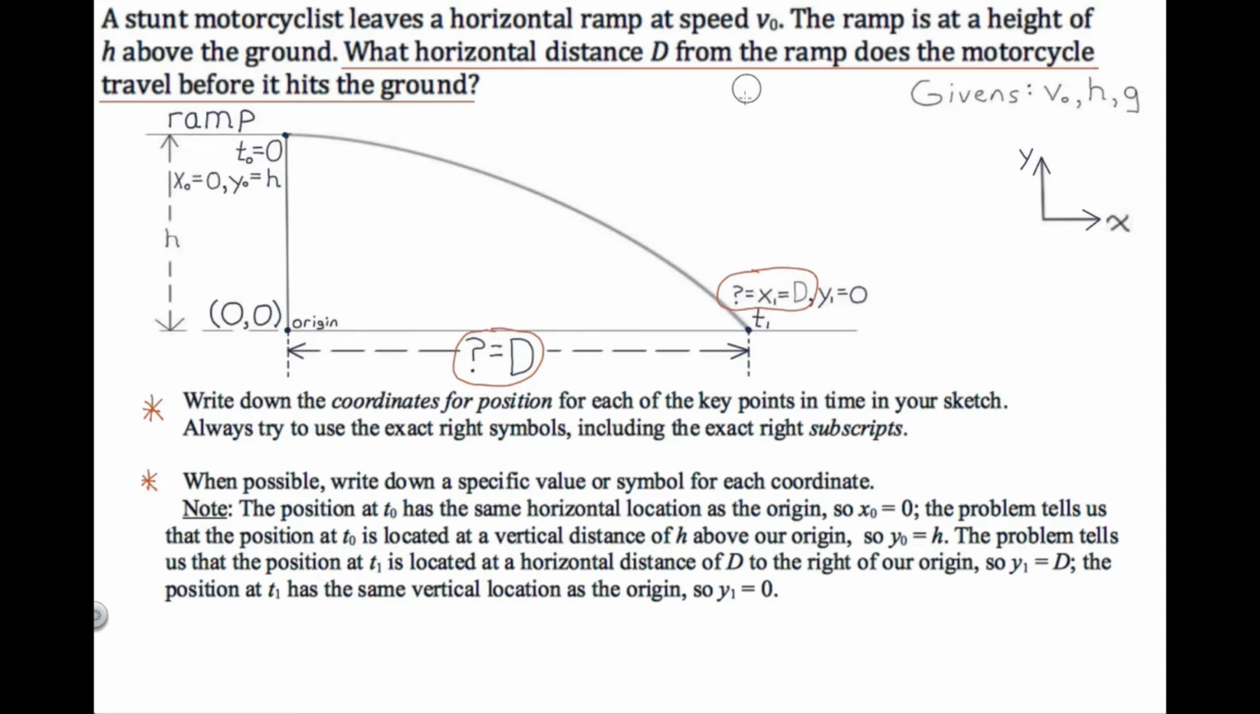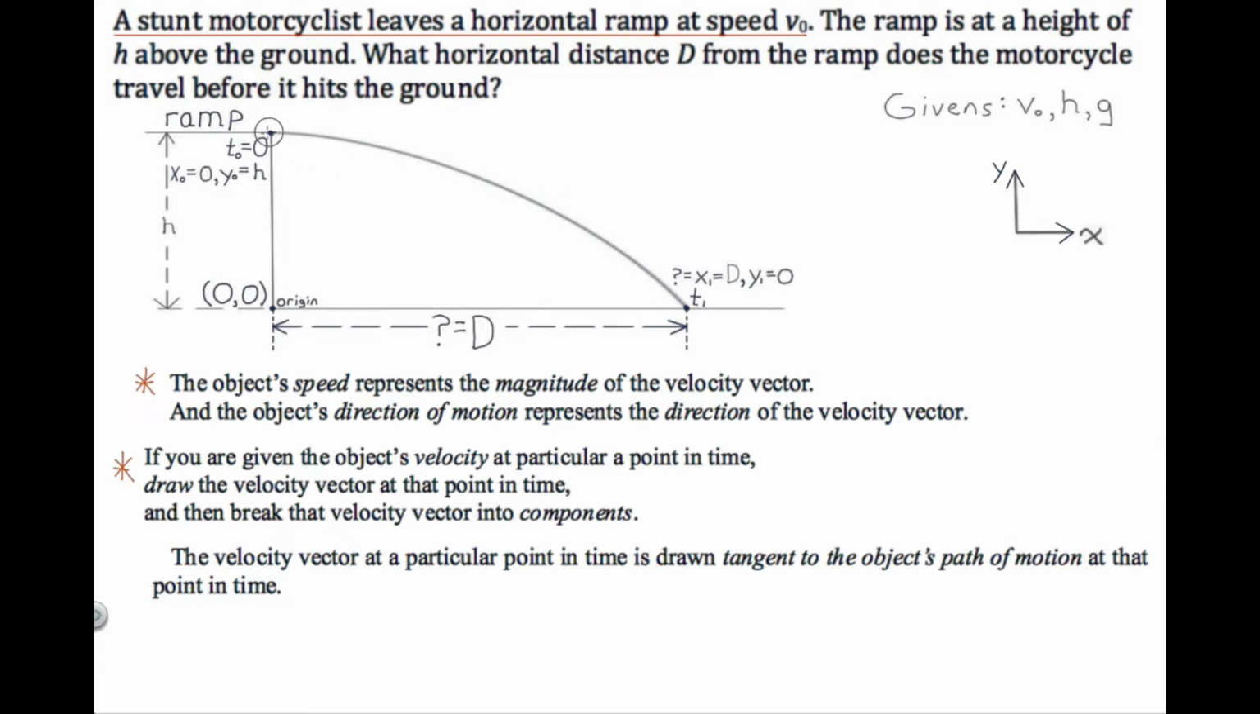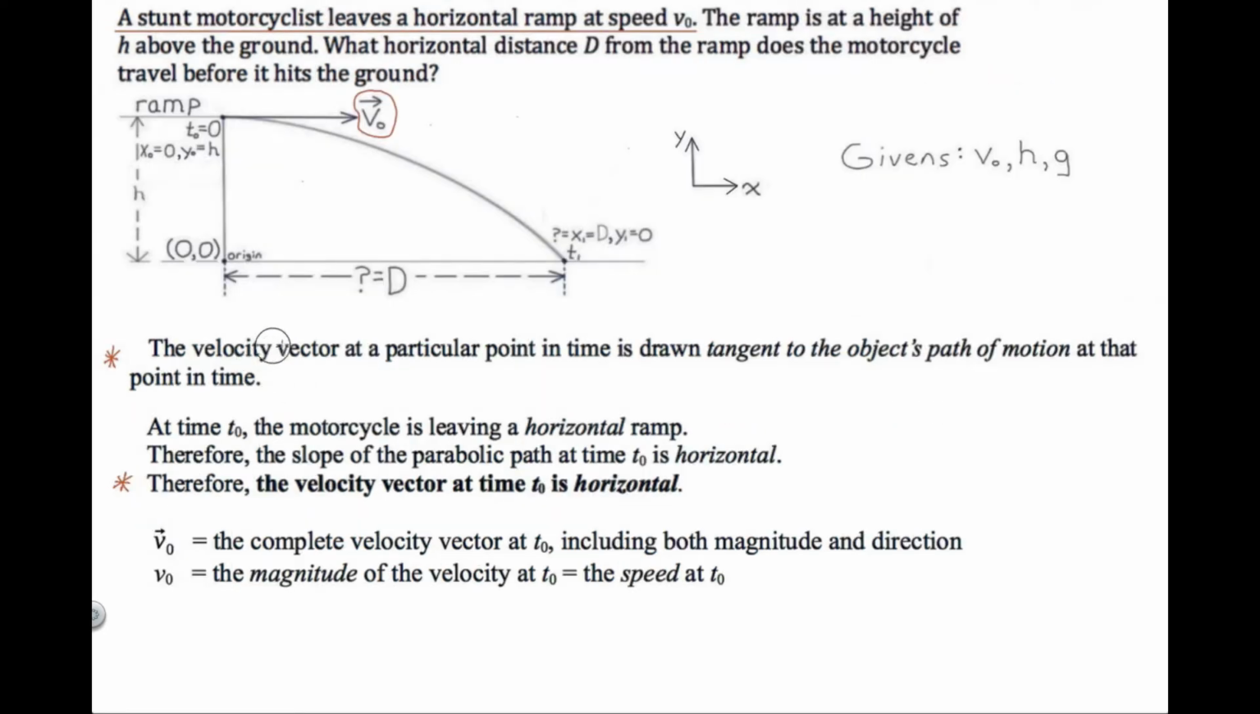The problem tells us that when the motorcycle drives off the ramp at time 0, the motorcycle is moving with speed v sub naught. The object's speed at time 0 represents the magnitude of the velocity vector at time 0. So let's draw the velocity vector at time 0. The velocity vector at time 0 is drawn tangent to the motorcycle's path of motion at time 0.